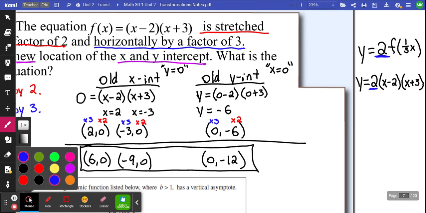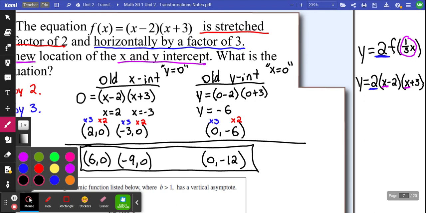Okay, now let's do the 1 over 3x. So this now goes in for x, right? Because you're taking your x values and they're becoming 1 over 3x. And it actually is 1 over 3x. It's not 3x. So it would look like this now.